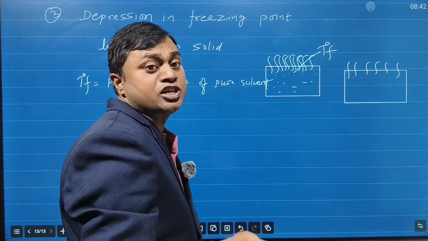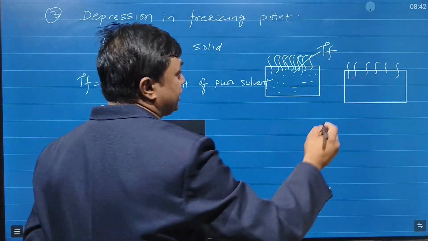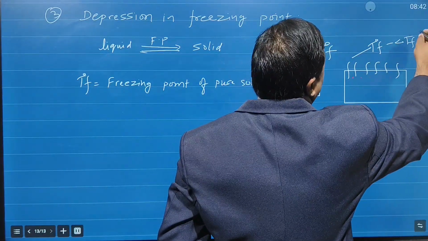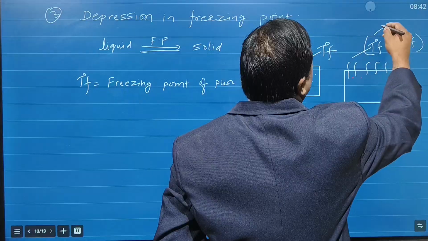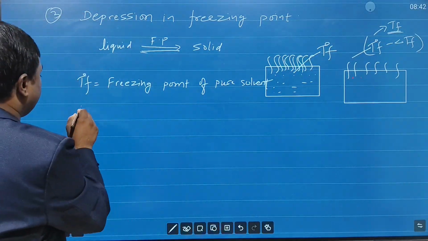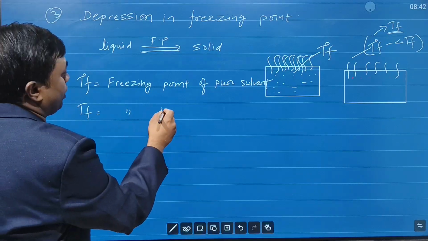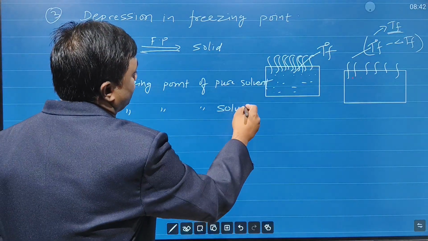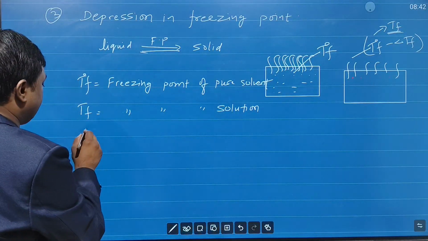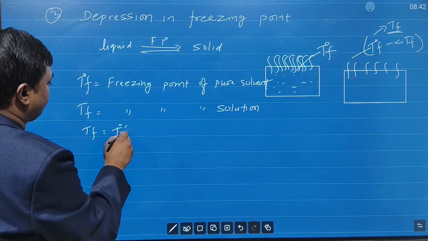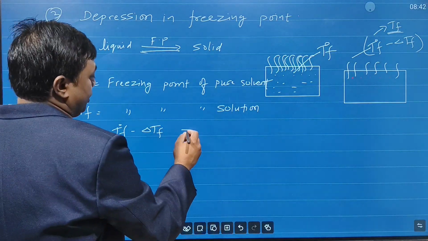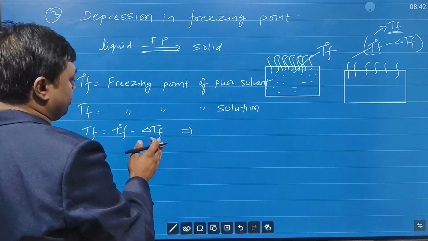So now if you want to freeze, as freezing is the reverse of boiling, you have to give this temperature minus delta Tf. Together they are called the freezing point of solution. What is Tf? Tf is nothing but the freezing point of solution, which is less than the freezing point of pure solvent. Yes or no? So Tf is actually T degree F minus delta Tf. This is the lowering in freezing point.